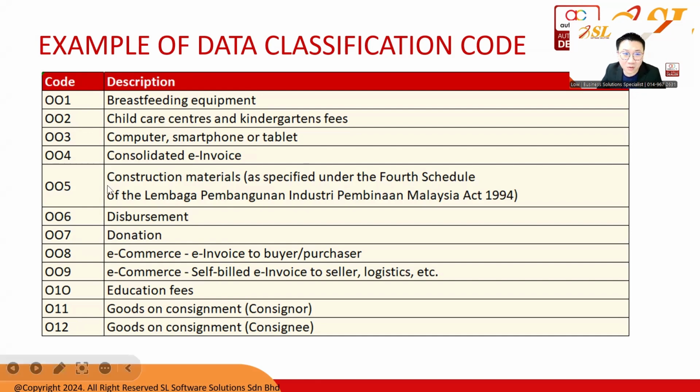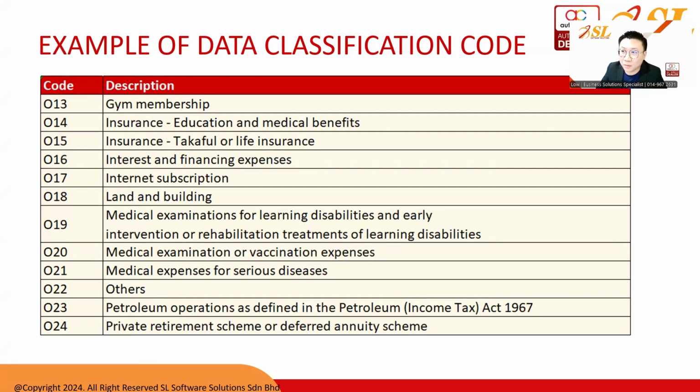Another example, the consolidated invoice is 004. And then the construction material is 005. This is a very specific item. You need 005 for construction material, and then disbursement, donation, and so on. The most important is 022. 022 is others. Most businesses are not related to any relief or any specific data classification requirement, so they fall under others. I think the majority of our business falls under 022.